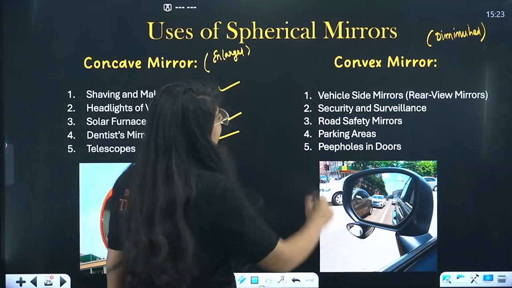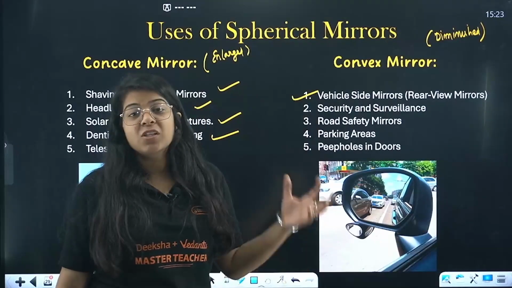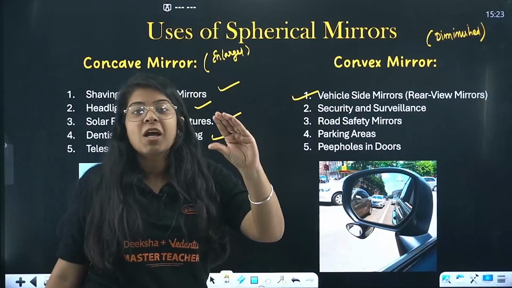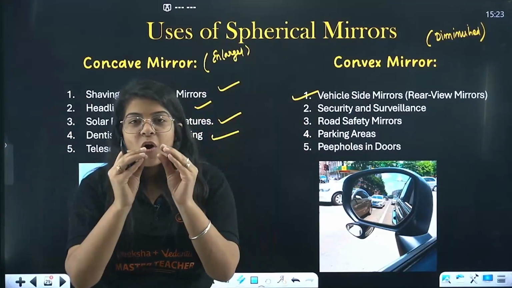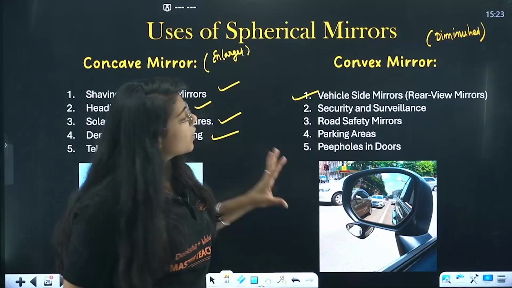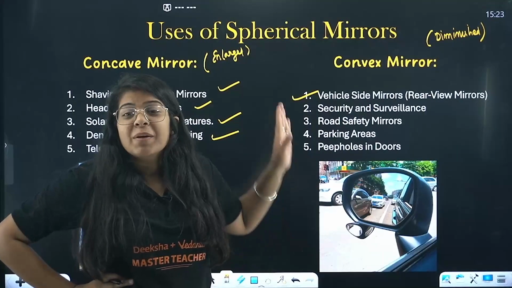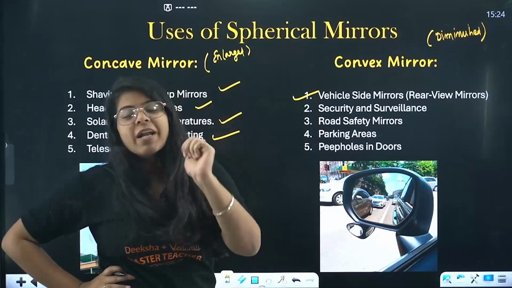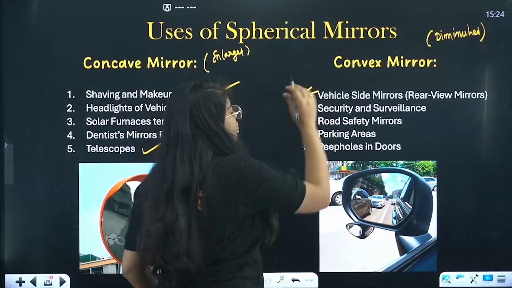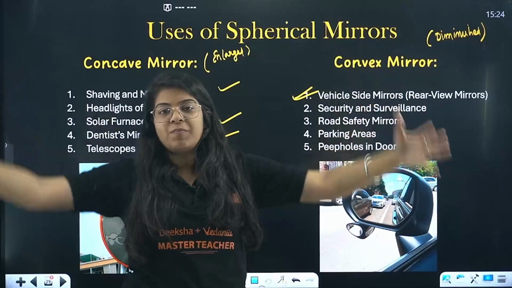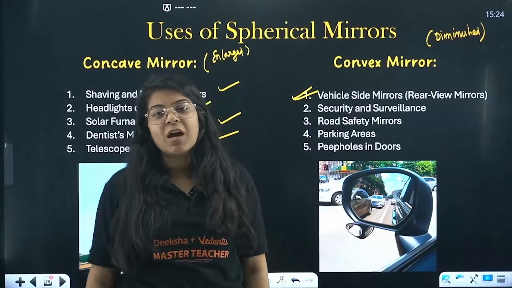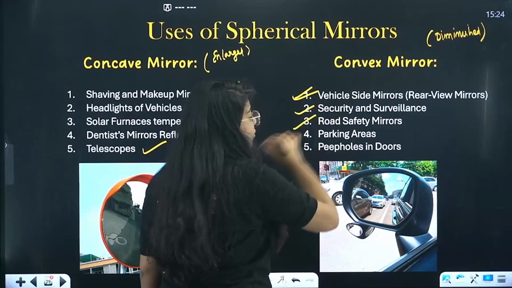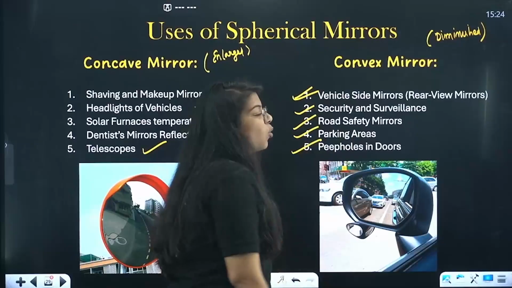Then beta, we have convex mirror, side view mirrors. On our vehicles, on our cars, we have side view mirrors. Now this convex mirror, it diminishes the image. That means a big truck can fit into the small mirror, right? But concave mirror also forms a smaller image, but it also forms an inverted image. We don't want to look at an upside-down truck, right? We want to look at a straight truck. So this will give you a small but a bigger truck, image of bigger truck coming behind you, and that's exactly what you want when you are driving, right? Then security and surveillance, and this has so many applications: road safety mirrors, parking areas, peepholes in doors.